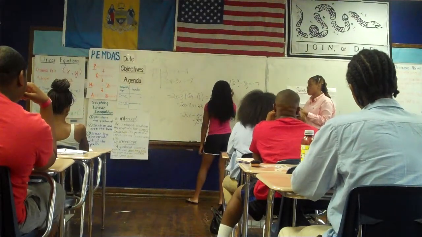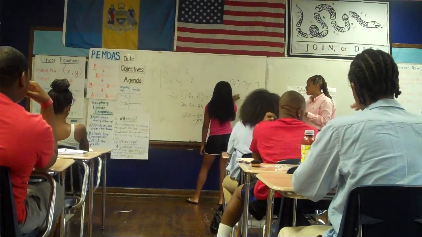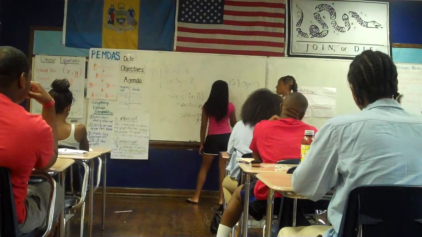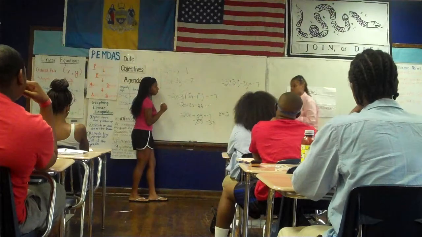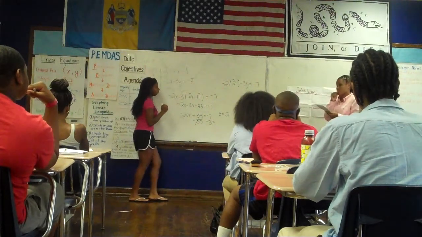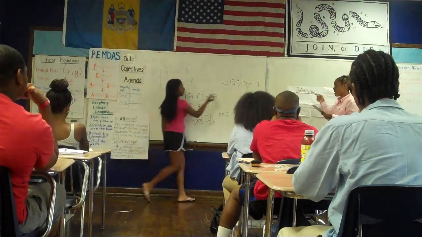Taisha, what is she going to do now? What is she going to get? Step out the way, please. Yeah, multiply negative 2 times positive 2, negative 4. Go ahead and write negative 4.